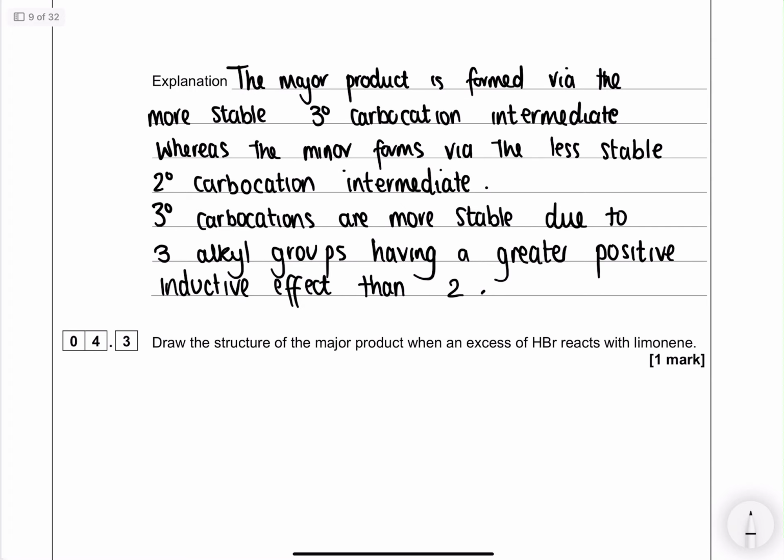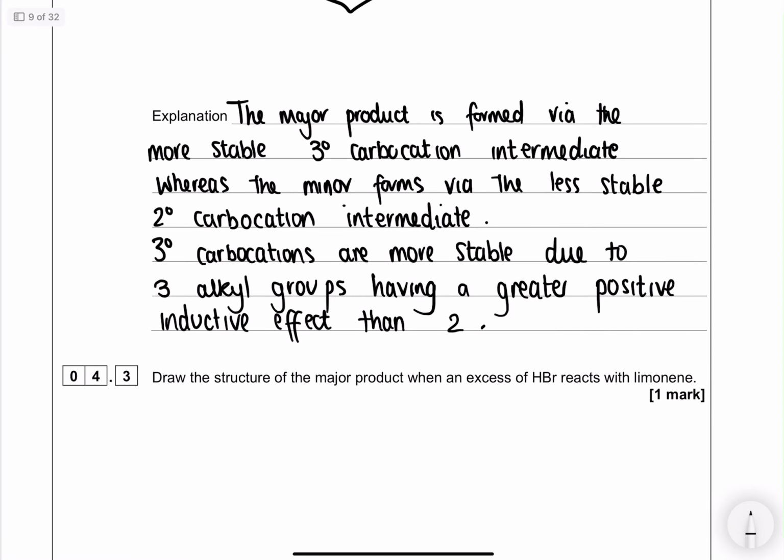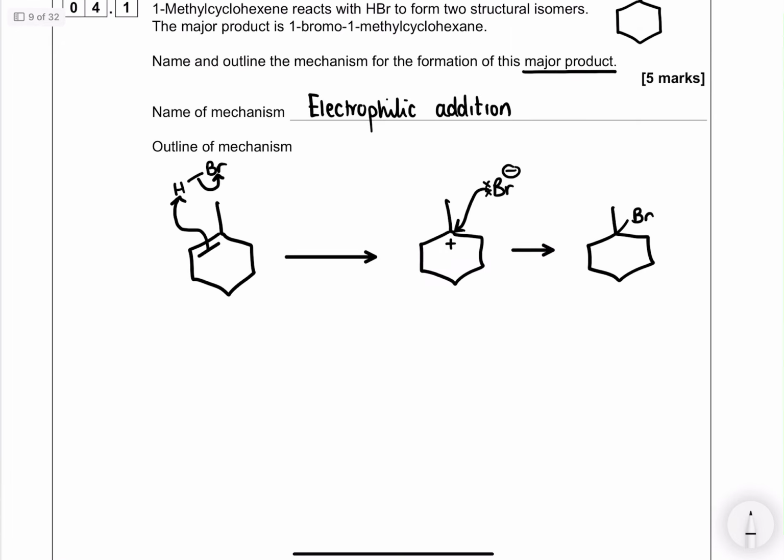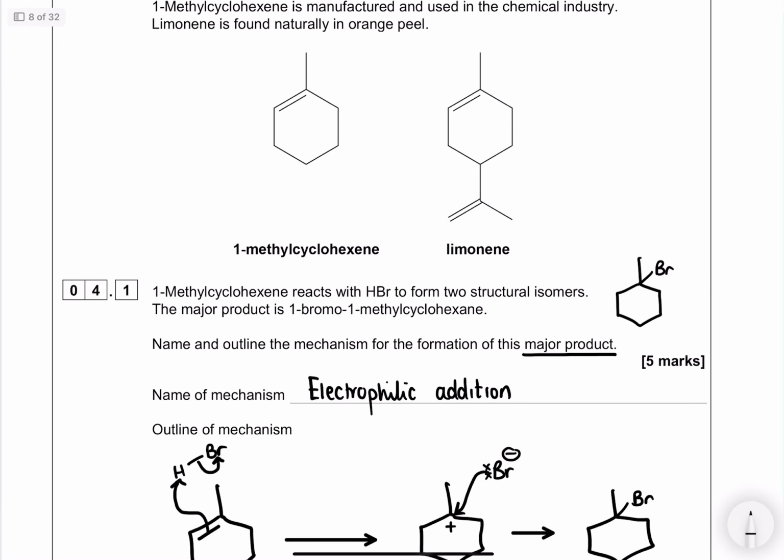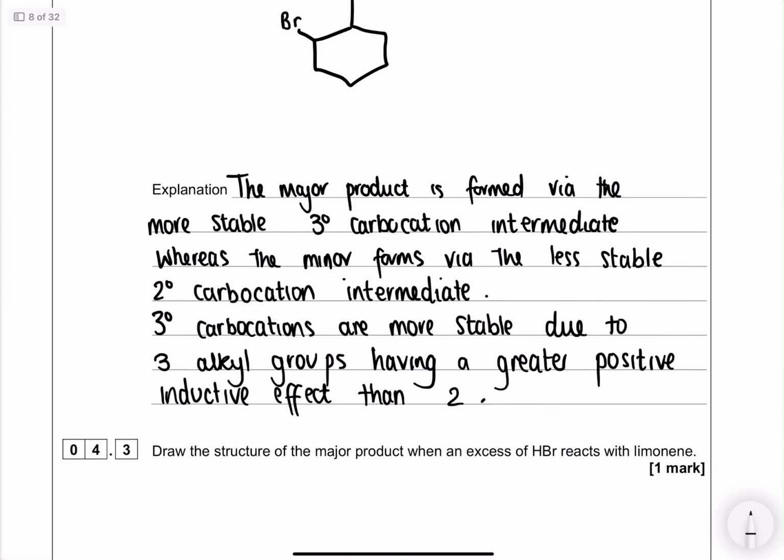Draw the structure of the major product when an excess of HBr reacts with limonene. So we need to go back up and look at the structure of limonene. Limonene has got 2 double bonds. So the major product, if we put HBr onto this first one, would be the same that we had before. So the Br would be at this junction, and then at the bottom, the Br would be at the junction that was also another tertiary carbocation intermediate, because if it had gone on to this end, it would be a primary carbocation intermediate.